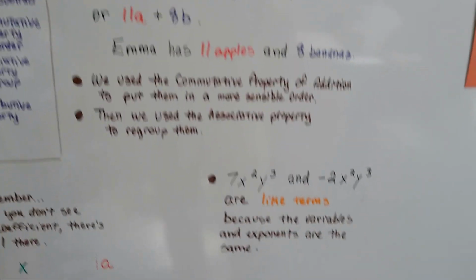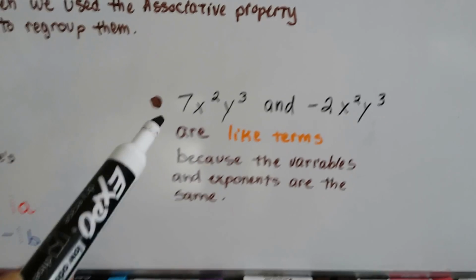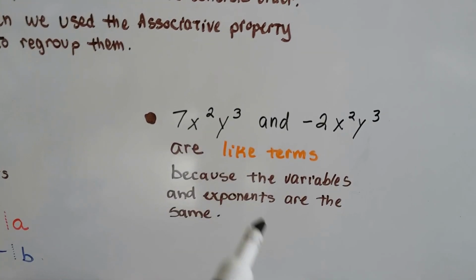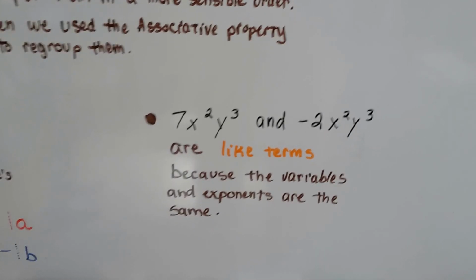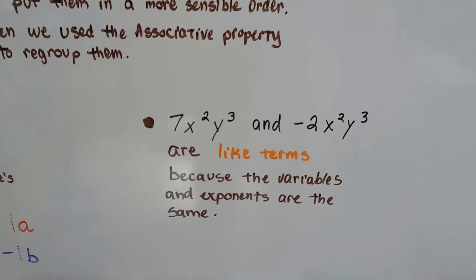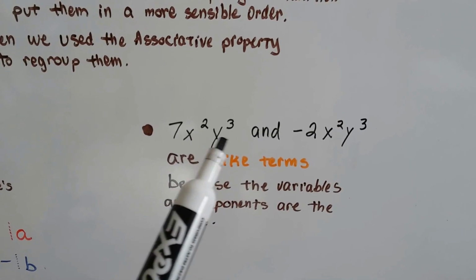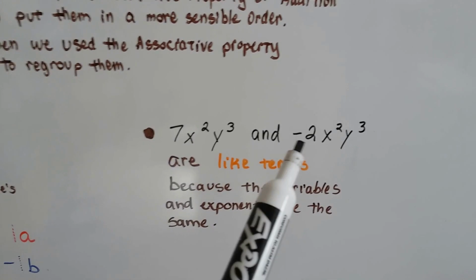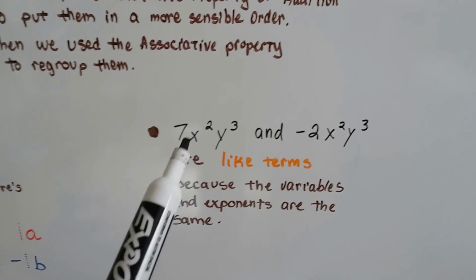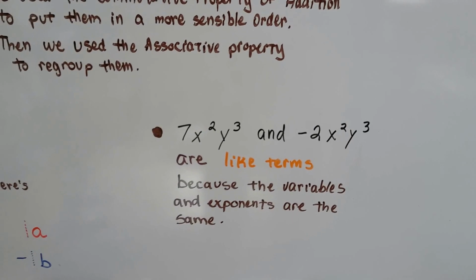See? When we see something like 7x squared y cubed and negative 2x squared y cubed, those are like terms because the variables and exponents are the same. They both have an x squared and a y cubed, so they can be combined. And this 7 and this negative 2 would make a 5x squared y cubed, wouldn't it?